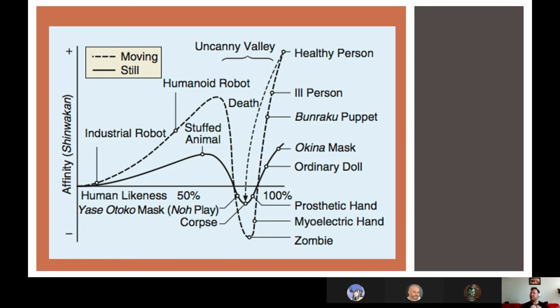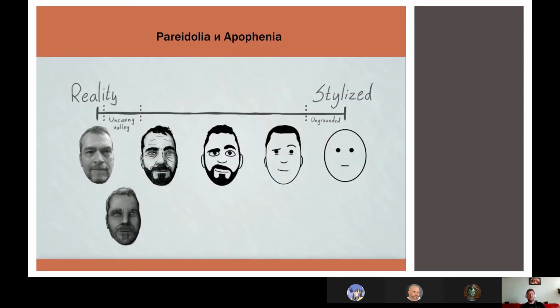Not because everything was wrong or bad, but because of small things telling your brain that this is not real, this is something not right. So here are the same faces, the same things, pareidolia and apophenia, but there are two added areas. On the right is the ungrounded area, and on the left is the Uncanny Valley area.